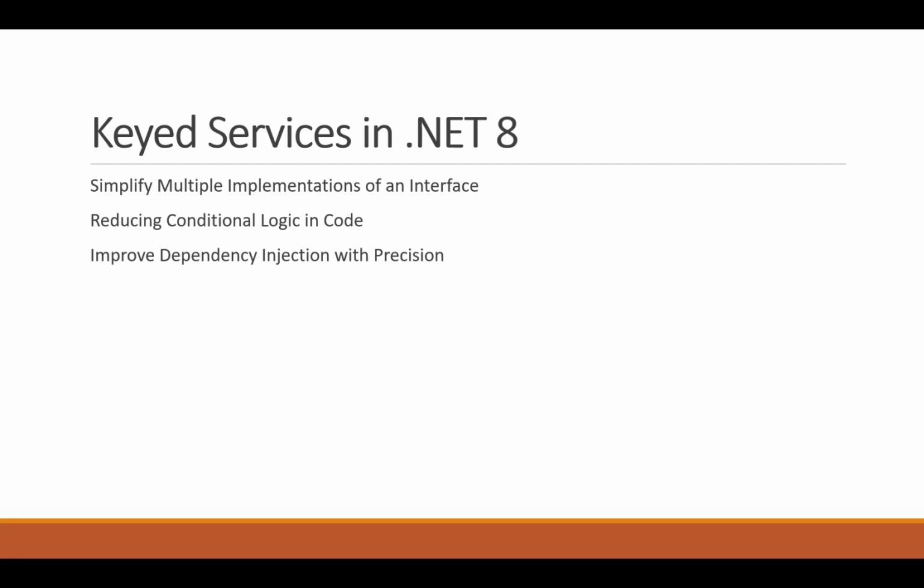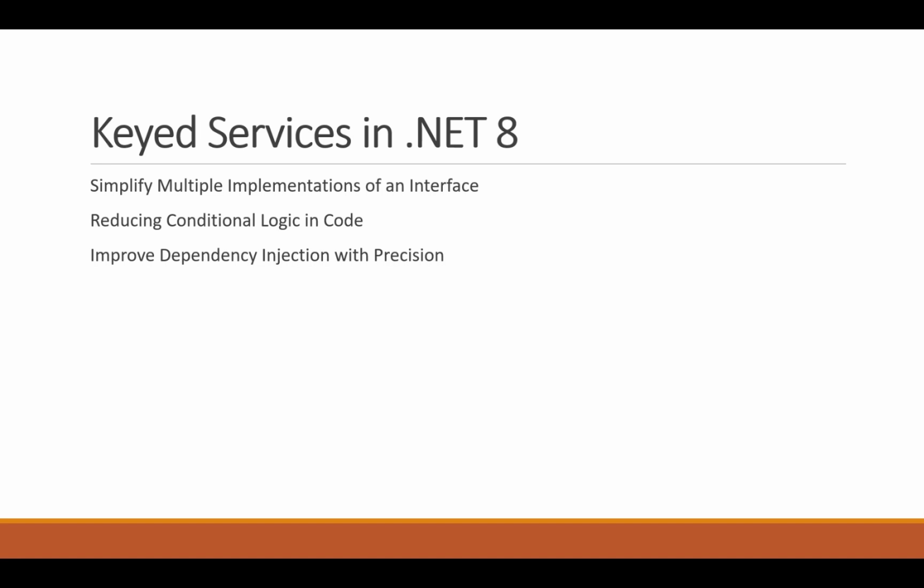Hi guys, today we will see a very powerful feature in .NET 8 that makes dependency injection even more flexible and powerful. It is called keyed services. It simplifies multiple implementations of an interface, reduces conditional logic in code, and improves dependency injection with precision. For example, this feature allows us to register multiple implementations of the same interface and inject them based upon a unique key. I shall show you how it works step by step.